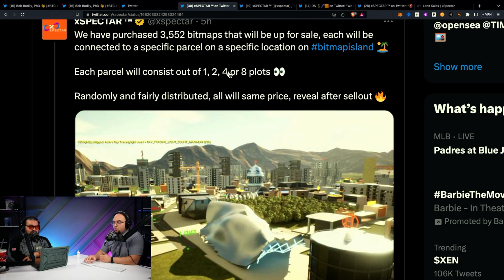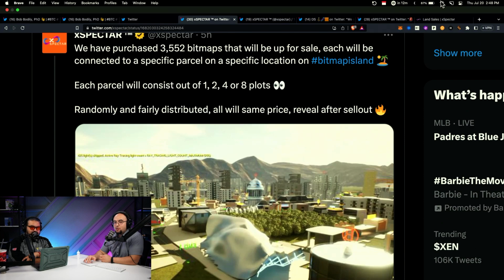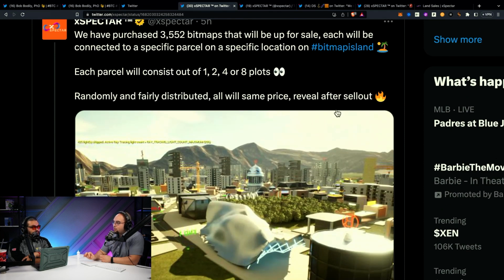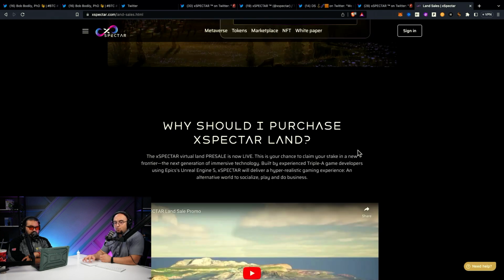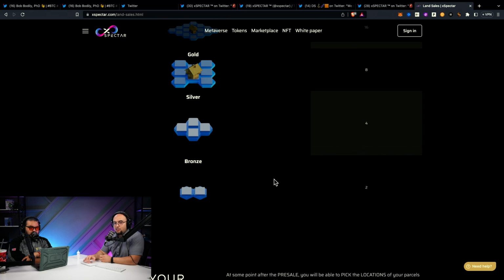So first, we're introducing new nomenclature: plots, in the context of Bitmap. Remember, with bitmaps, you acquire a bitmap, it's a district, and the district contains parcels. Now they're talking about plots. So let's see what a plot is. A plot is basically a unit of one of these.